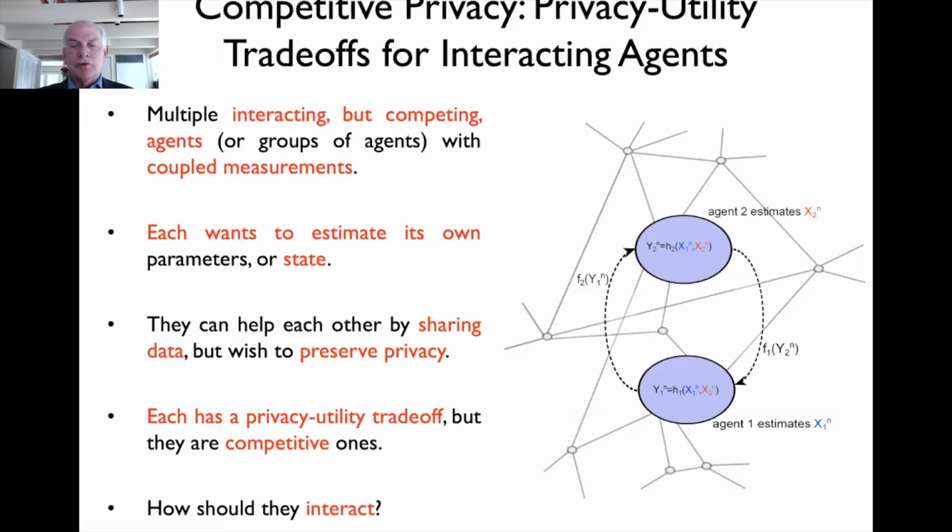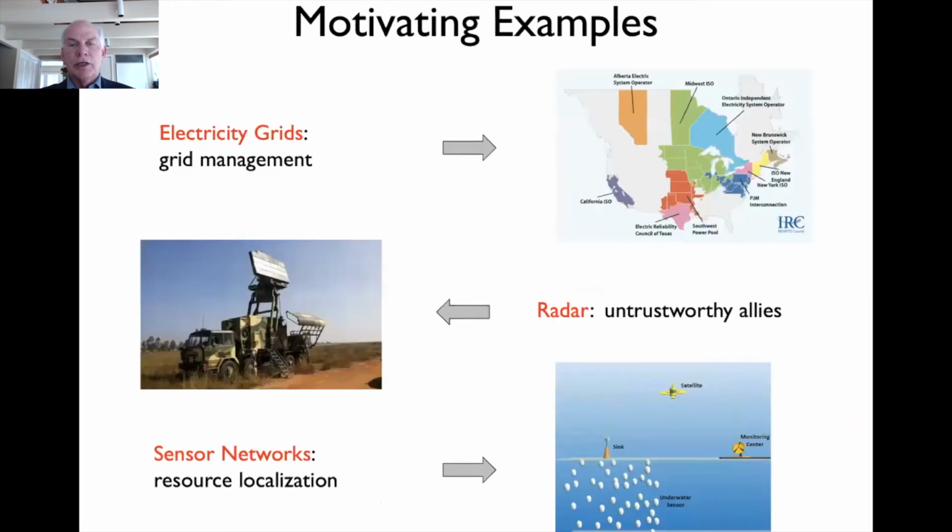This could come up, for example, in the electric grid, where you have different utilities trying to manage the grid together. They could share measurements, but then they're giving away perhaps some private trade data. You could think about radars for two different allies who have a common enemy, but don't really trust each other. They could do a better job of tracking the enemy aircraft if they share radar data. But on the other hand, they may not want to share too much data because they don't trust each other.